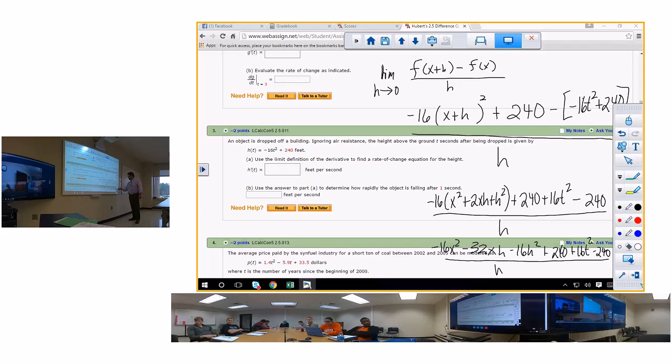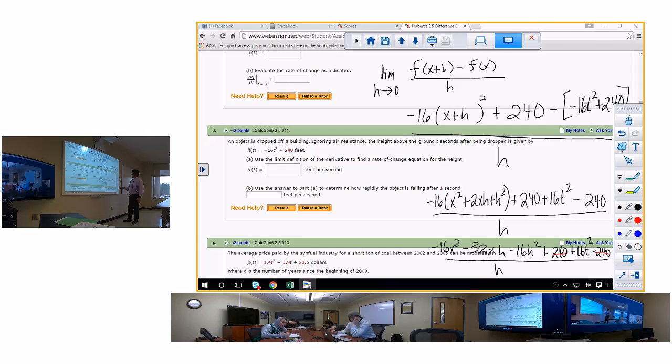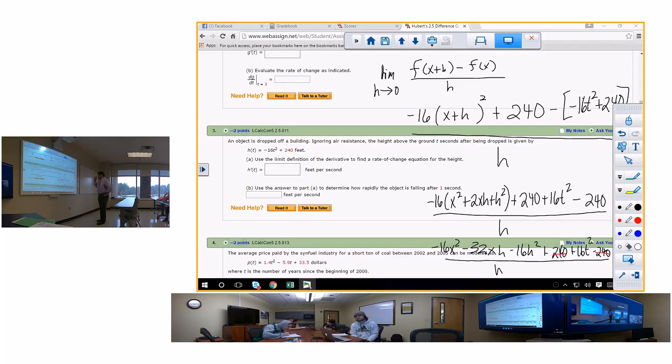What happens to the 240s? They cancel. The 16t squared, okay, it doesn't cancel, but I thought, why have I got an x and a t? Did I mess up? Okay, no, that's right, because you have to replace the t in the negative 16 with the x plus h. It should cancel out. All right, let me finish. That t squared is what's got me messed up, though.